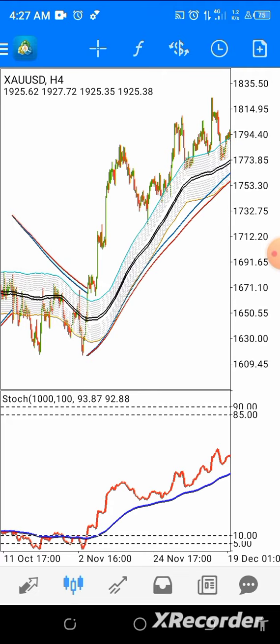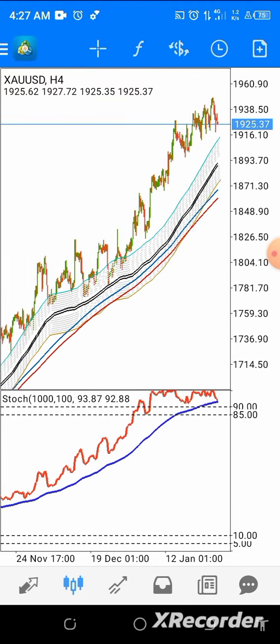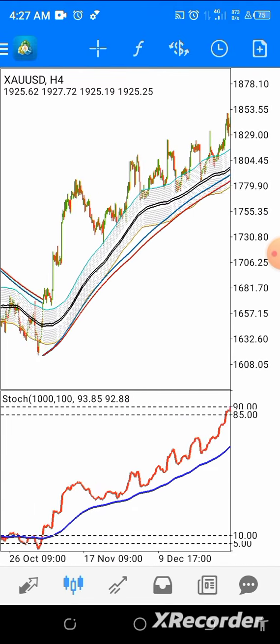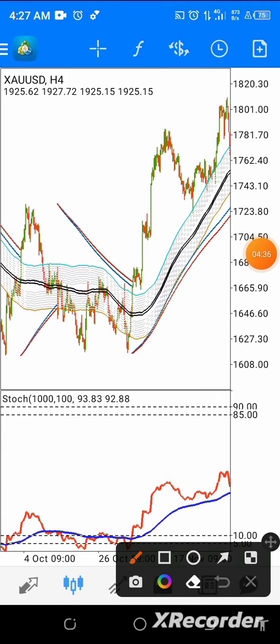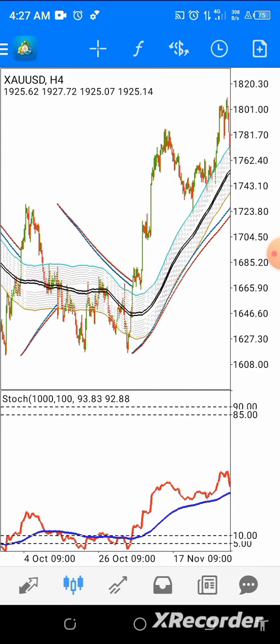Let me show you how it is going to be useful, so that you are not going to be entering fake signals. Look at it from here. The parabolic changes direction outside the envelope. That is the valid entry.